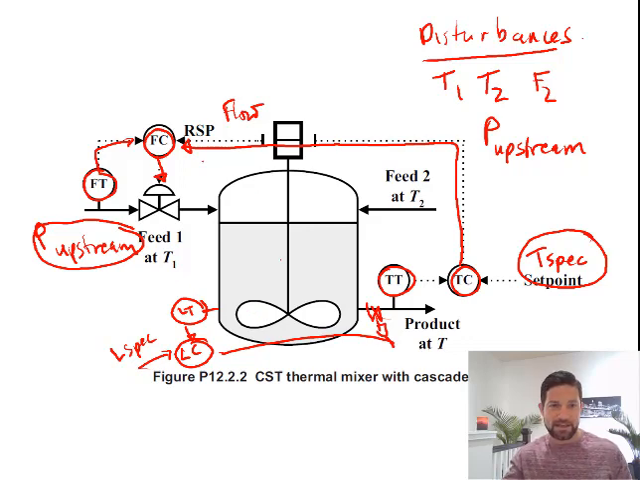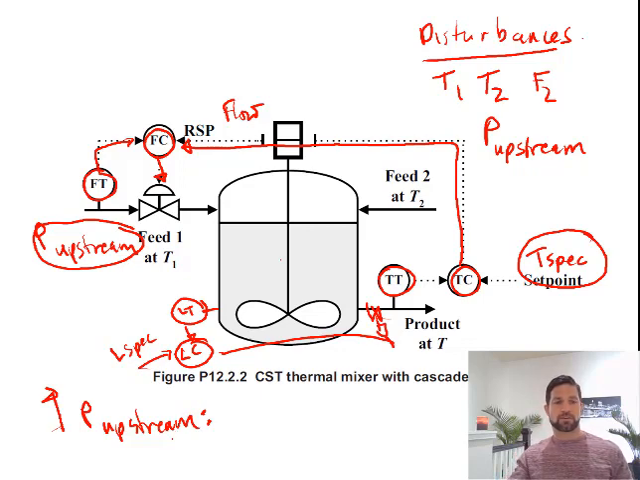Okay, so let's take a second now and describe how the system responds when the upstream pressure increases by, let's just say, 10%. So, an increase in upstream pressure. Okay, so what happens first? An increase in upstream pressure is going to cause an increase in flow 1.